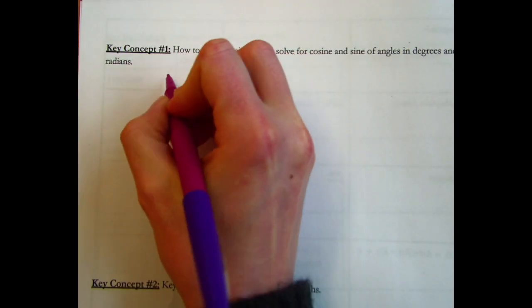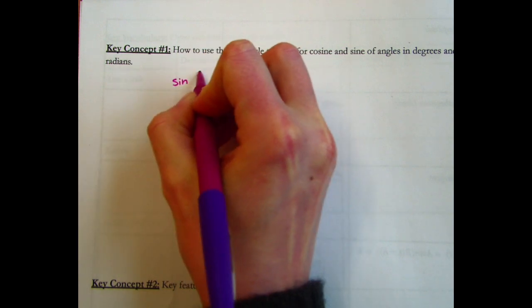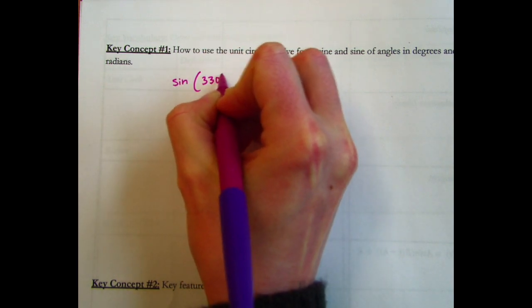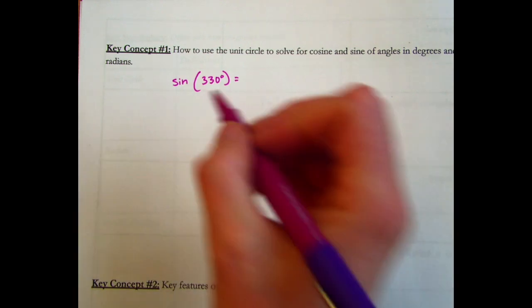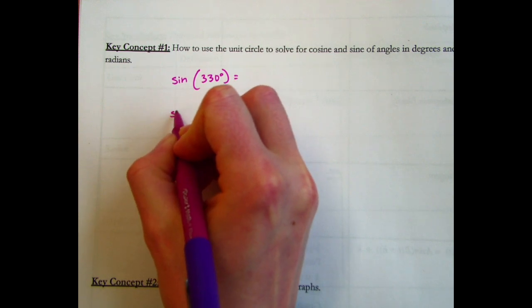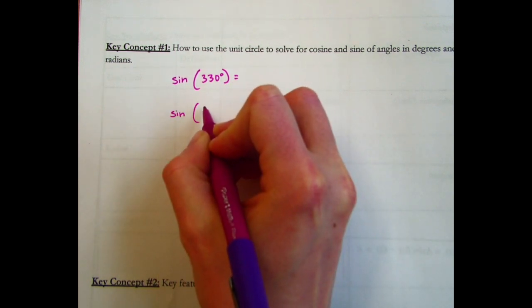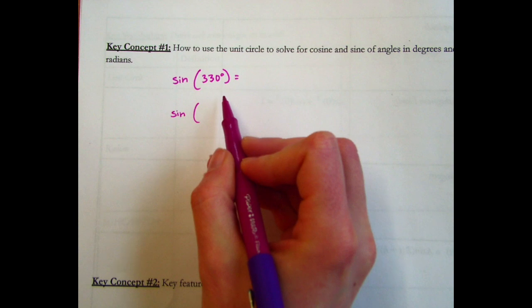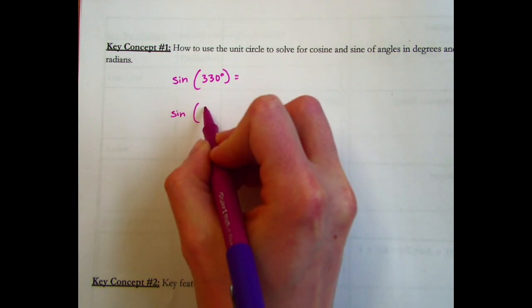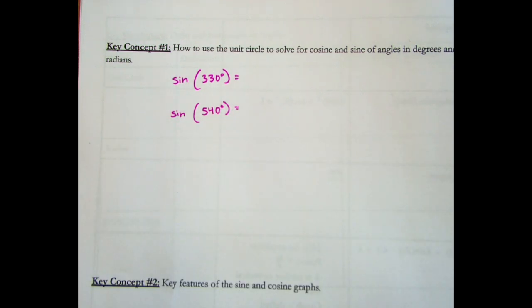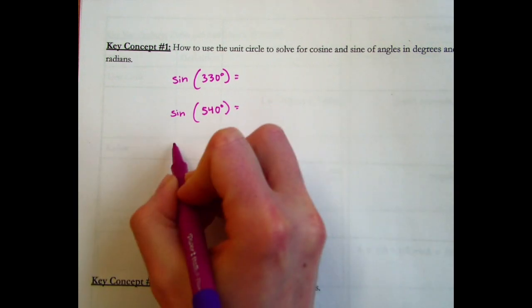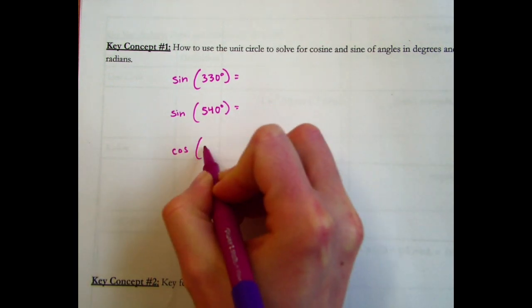First, we'll do something simple like the sine of 330 degrees and see where on the unit circle to find that information. Then we'll try something a little more difficult, like finding the sine of an angle larger than 360, like the sine of 540 degrees. Then we will try a negative angle. Say you're asked to find the cosine of negative 45 degrees.